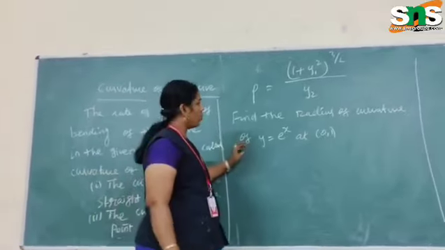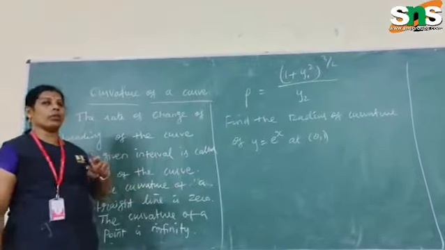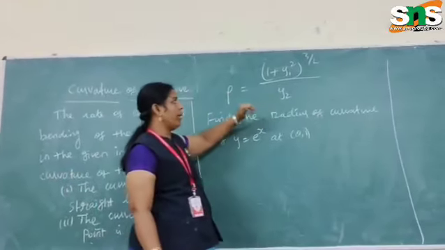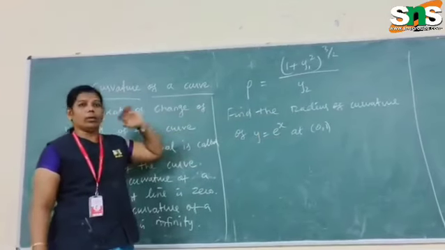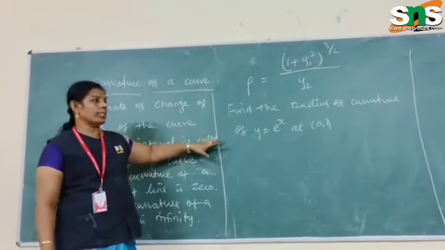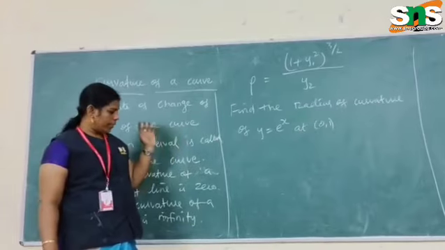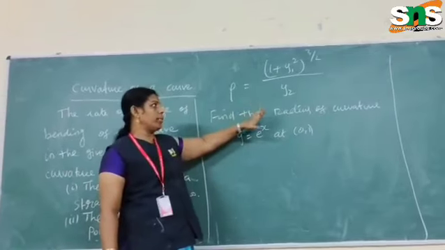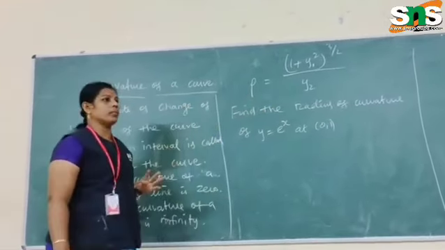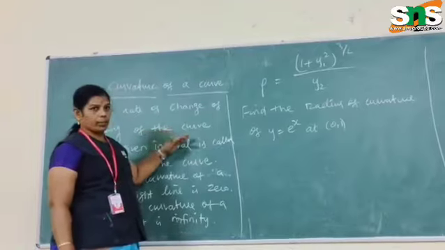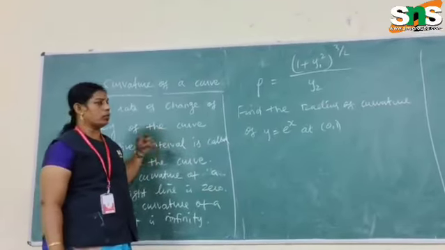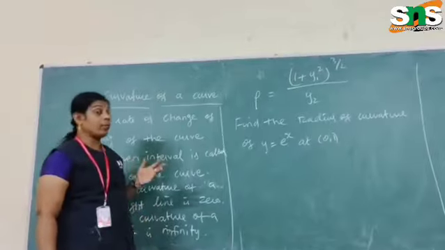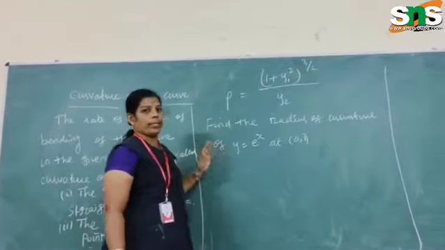In Cartesian coordinates, how do you find the curvature of the curve using one formula? Rho equal to (1 plus y1 squared) to the power 3 by 2 divided by y2. By using this formula, we can easily find the radius of curvature of the curve. The curvature means the rate of change of the bending of the curve in any given interval. The two conditions are very important: the curvature of the straight line is 0 and the curvature of the point is infinity. Okay. By using this formula, we find the radius of curvature.